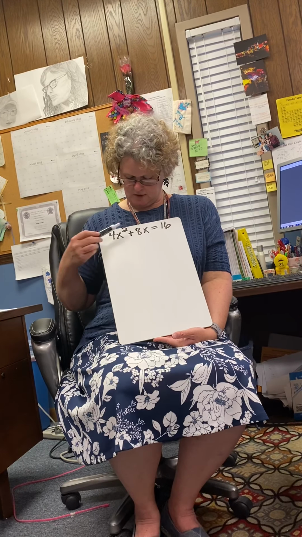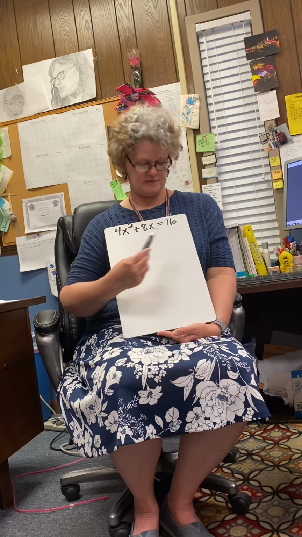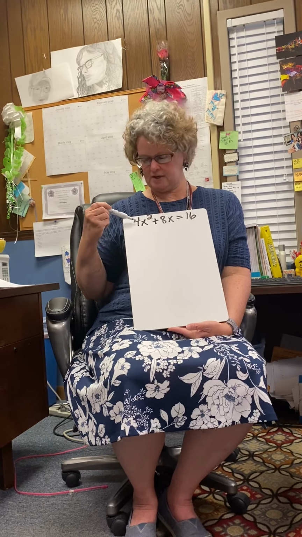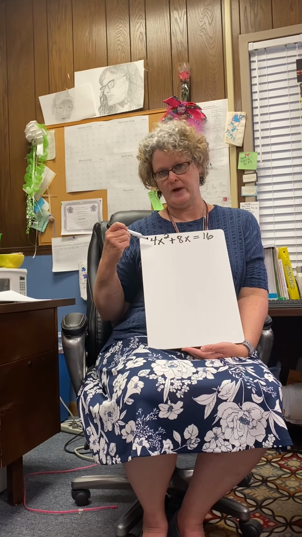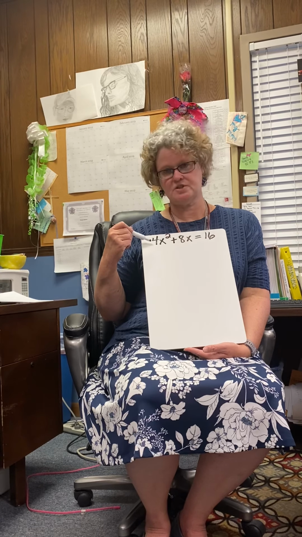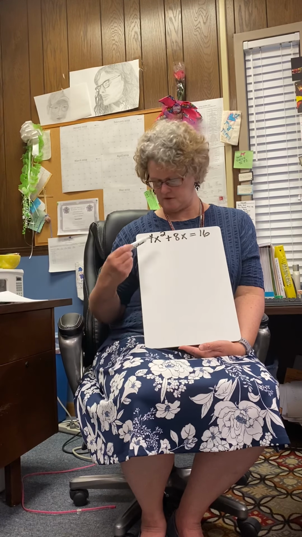Now this is almost in the correct format, because we do have the x squared term and the x term on the left, and we do have the constant on the right. However, there's a 4 for our lead coefficient, and when you use the complete the square method, you need to have this be 1. So what we need to do to fix that is divide the whole equation by 4 so that we can make this into a 1. So if I do that, now my equation becomes x squared plus 2x equals 4.